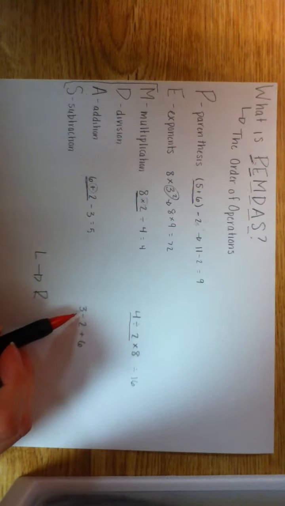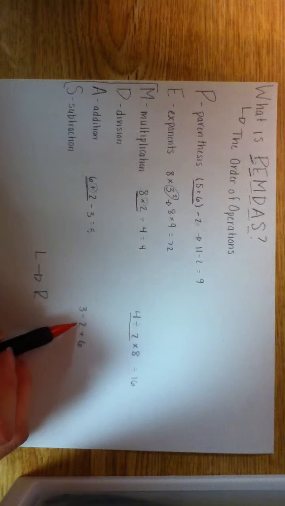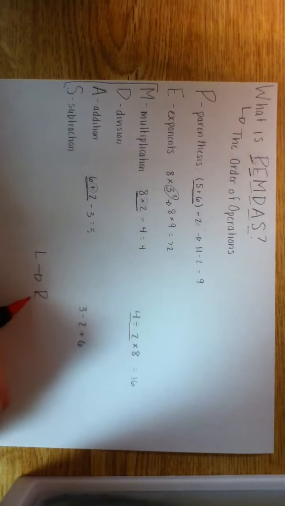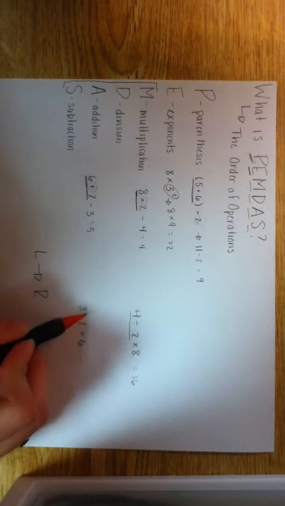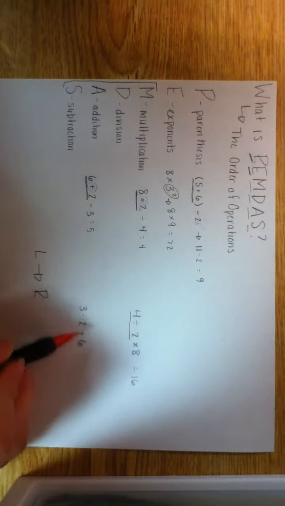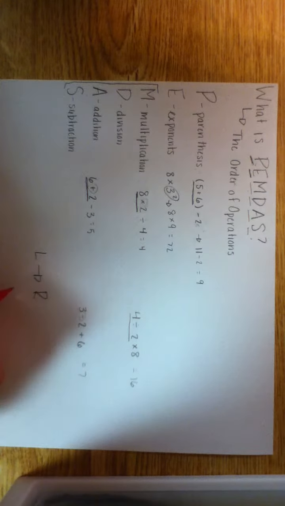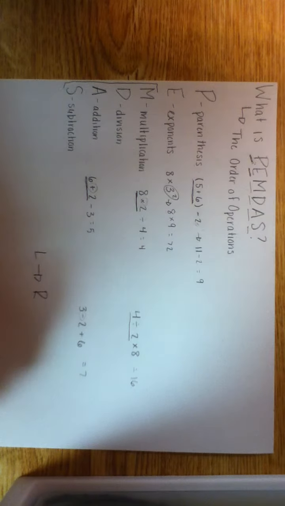Now let's move on to this problem. 3 minus 2 plus 6. Let's go back to our little analogy, left to right. So we would first subtract. So 3 minus 2 is 1, plus 6 equals 7. So this is how PEMDAS works.